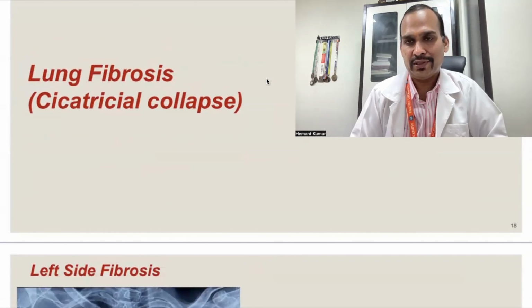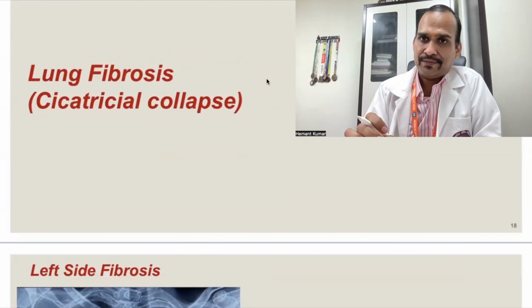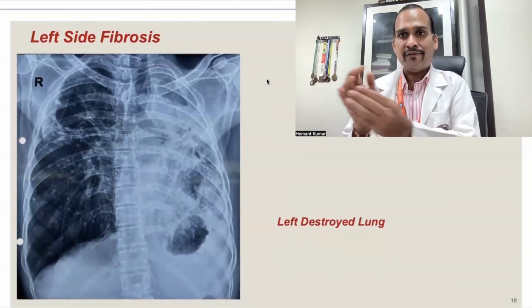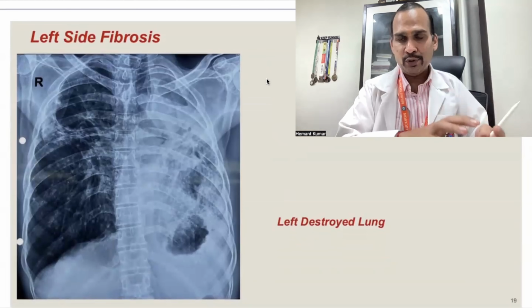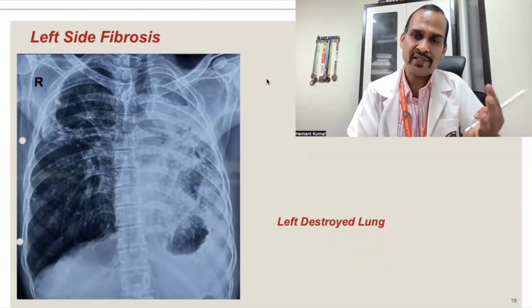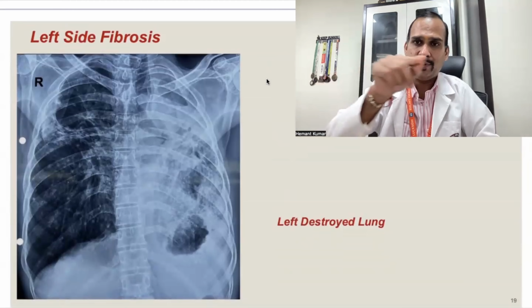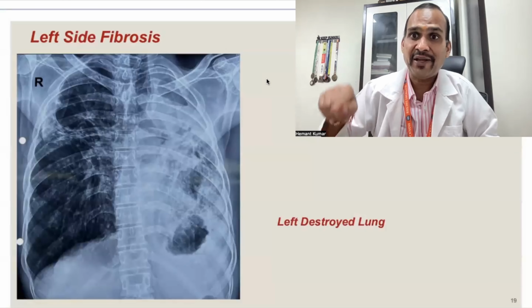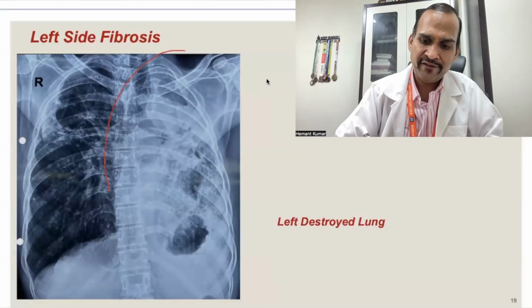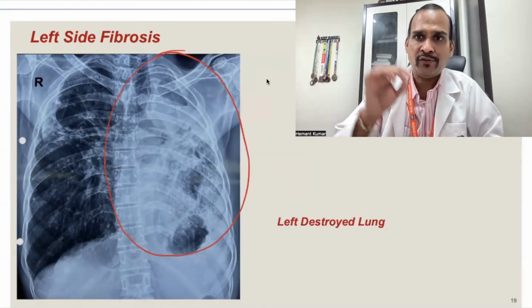Now let's see lung fibrosis. Lung fibrosis is nothing but cicatricial collapse. A few diseases, like tuberculosis, are healed by fibrosis. In fibrosis, there is destruction of lung parenchyma, alveoli, blood vessels, and bronchi. So that whole part is destroyed and collapsed because of fibrosis. In this X-ray, you can see the whole left hemithorax has collapsed because of destruction and fibrosis.